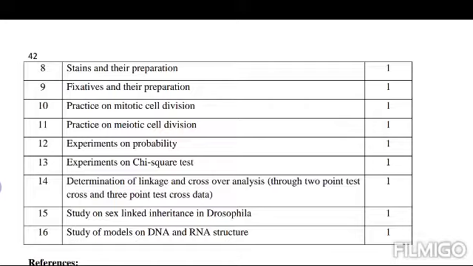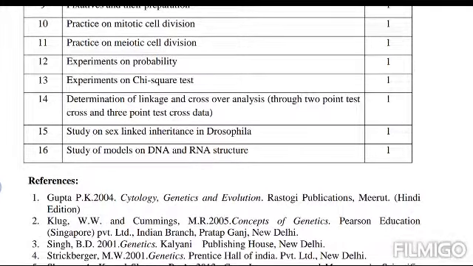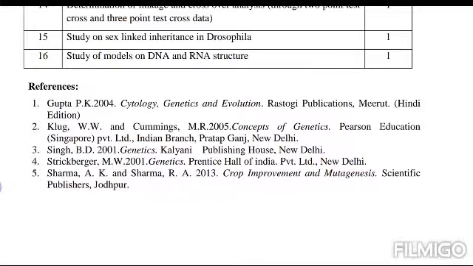Fixatives and their preparation. Practices on mitotic cell division. Practices on meiotic cell division. Experiments on probability. Then experiments on chi-square test. Determination of linkage and crossover analysis through 2-point test cross and 3-point test cross data. Study on sex-linked inheritance in Drosophila. Then study of model on DNA and RNA structures. Some of the references are also coined here.